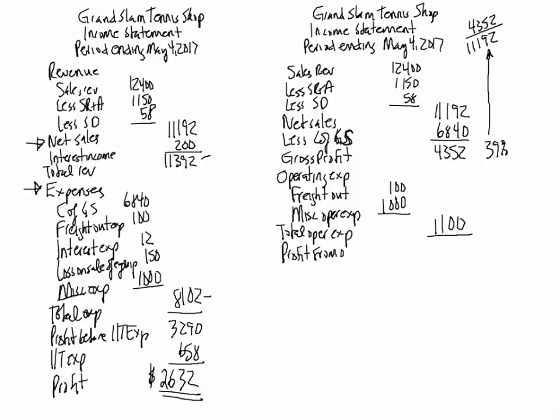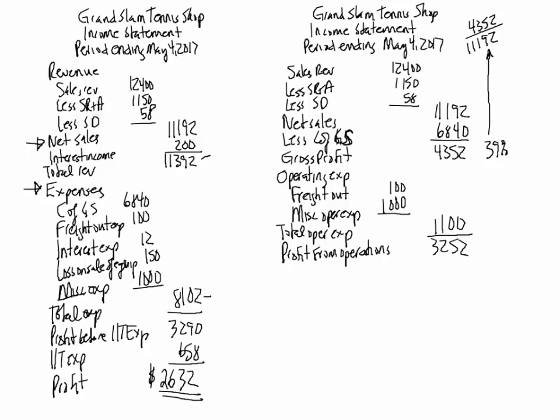which is important for the analysis of any company. This is what they made from their operations. All their other costs are either financing costs or miscellaneous costs. So I keep those separate.